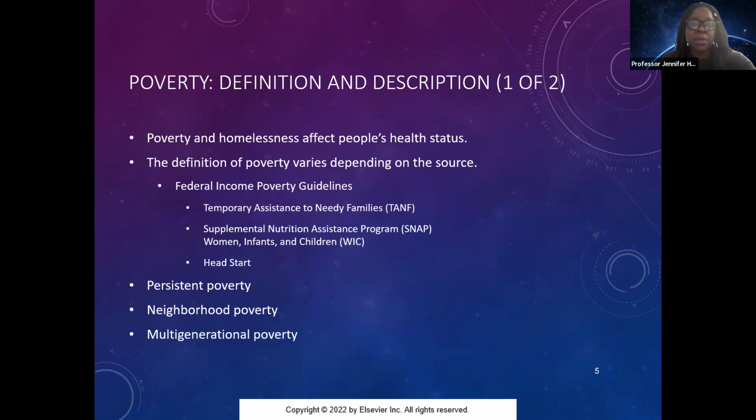And then it goes without saying that if you live in poverty, it can negatively impact your health status as well as being able to access health care.